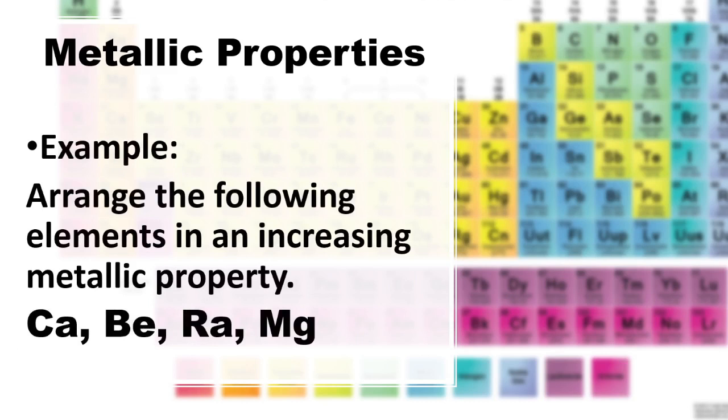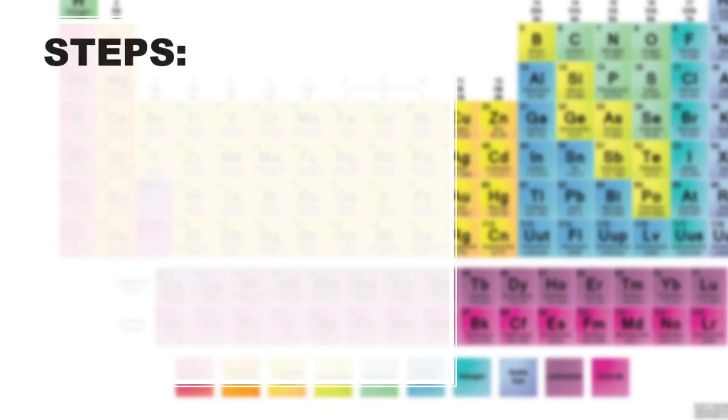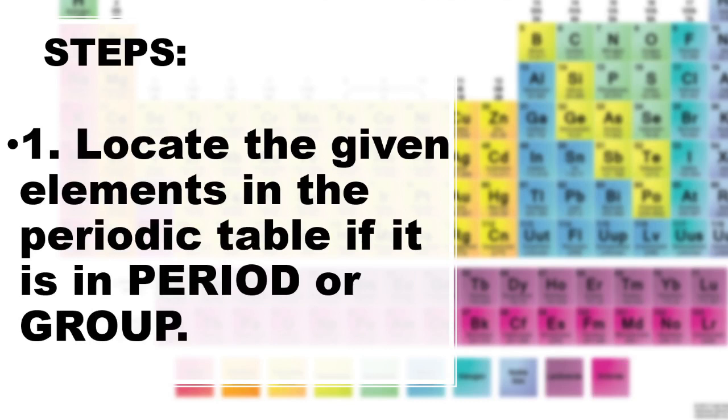Now, example. Arrange the following elements in an increasing metallic property. The elements are Ca, Be, Ra, Mg. Again, Ca, Be, Ra, Mg. Now, there are 3 steps in order to get the right answer. Step number 1, locate the given elements in the periodic table if it is in period or groups.